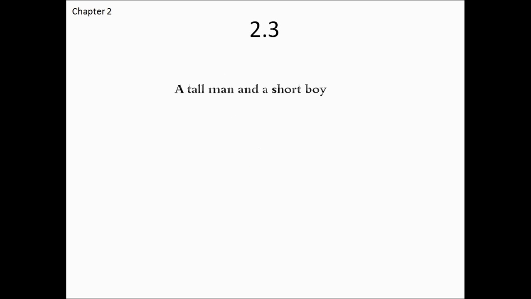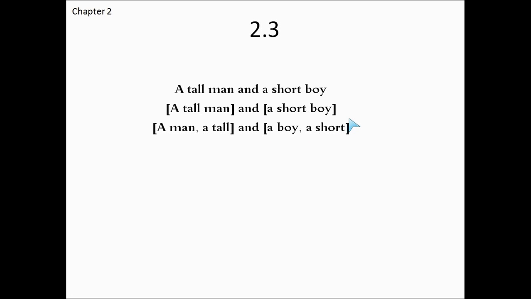Question number 3, a tall man and a short boy. Well, we have two phrases, constructions with a noun and an adjective. Man, tall, boy, short. And we have an and in between. We don't have an is. So a man, a tall. We rearrange the first phrase here, a tall man, into the order in Arabic. The thing that's described first, the man, and the word tall. And it's indefinite, a man.